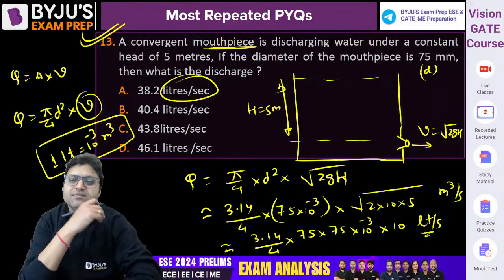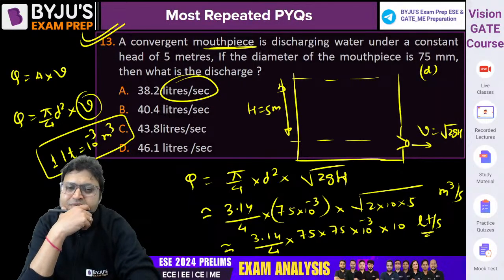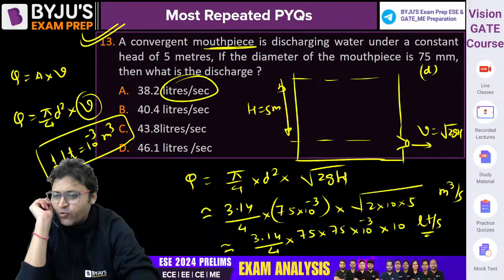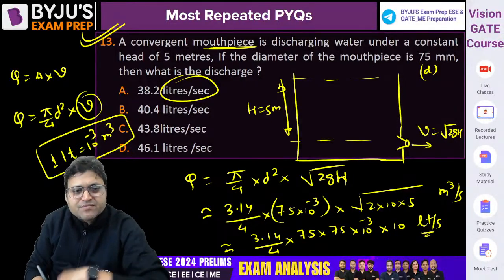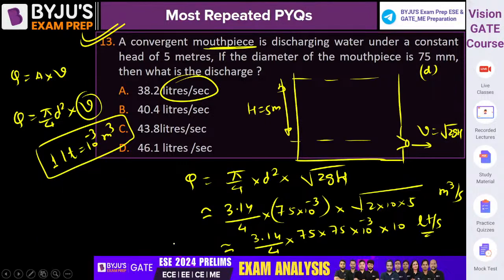So the answer will be, how much is that will be? Isn't it around 40.4? Sorry, 43.8. Please check, do the calculation. Do the calculation correctly. 10 to the power minus 2. So 3.14. So it is around 3 by 4, 10 to the power minus 2. 75 into 75 is how much?